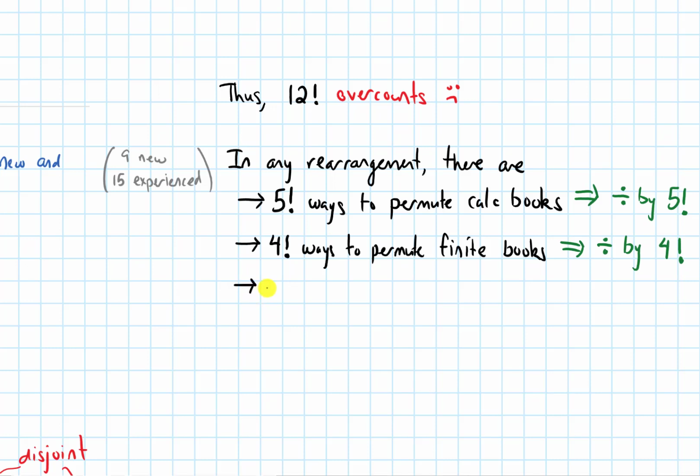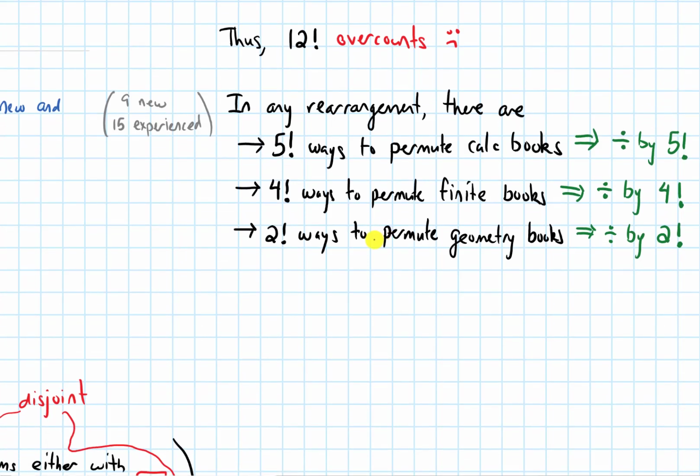And we also have 2 identical geometry books. So there's 2 factorial ways to permute just the geometry books. So we can fix that by dividing by 2 factorial. Okay, and there was also one algebra book, but I don't overcount because of the algebra book, because there's only one of them. So we are actually ready to write down our answer.